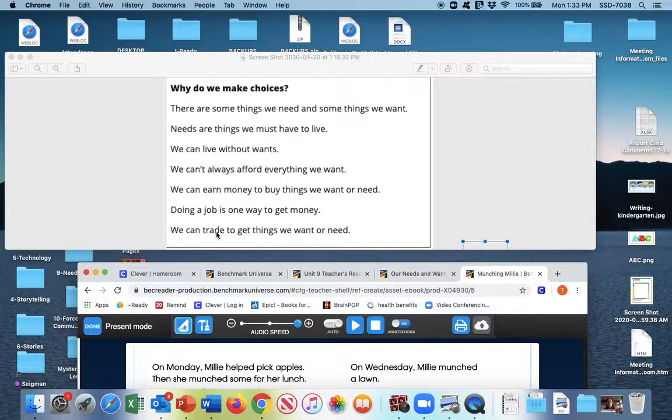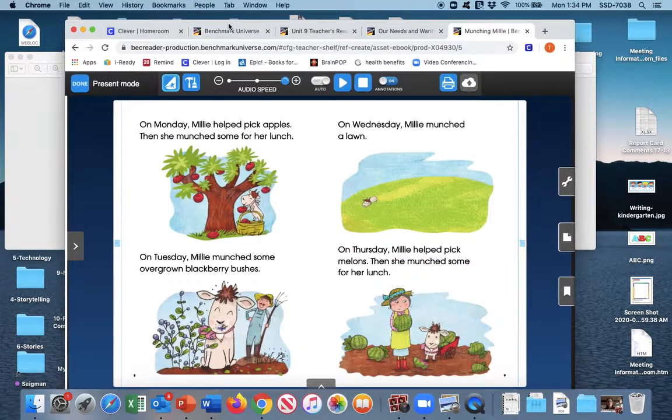And last, we can trade to get the things we want or need. You can trade? What does that mean when you trade? Well, Larry, it means that you can give somebody something that they want, and then they give you something you want. If they have extra crayons and you need crayons for something, and maybe you've got paper, you can swap. You can give your paper to them, and they give their crayons to you. That's a form of trading that we can share to get the things that we want, or even things that we need sometimes.